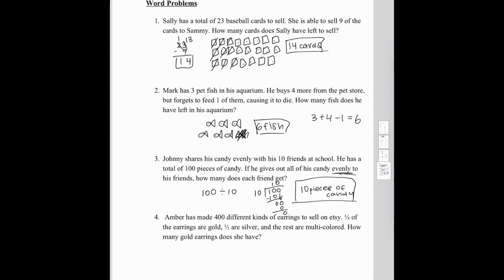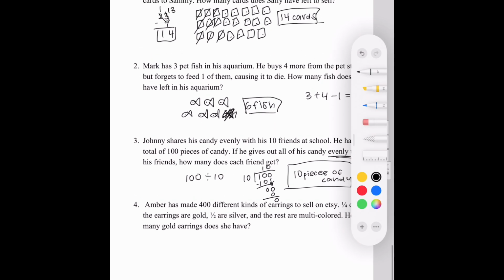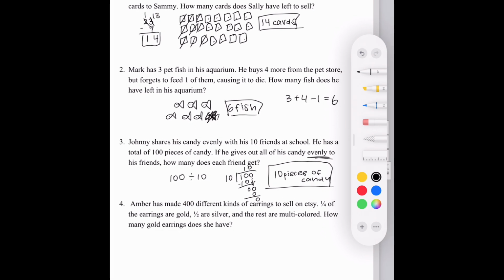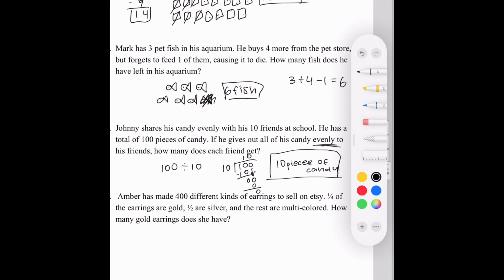Okay, last question. Amber has made 400 different kinds of earrings to sell on Etsy. 1/4 of the earrings are gold, 1/2 are silver, and the rest are multicolored. How many gold earrings does she have? Okay, so you can disregard everything else. You can disregard the silver and the rest that are multicolored. You only have to look at the earrings that are gold, which is 1/4 of the earrings. So 1/4 of 400 is basically having 400 divided by 4.